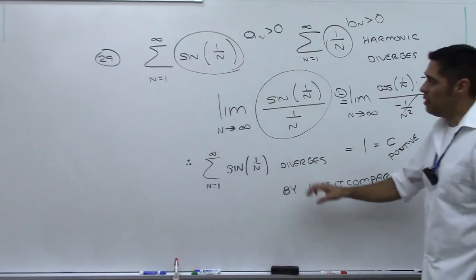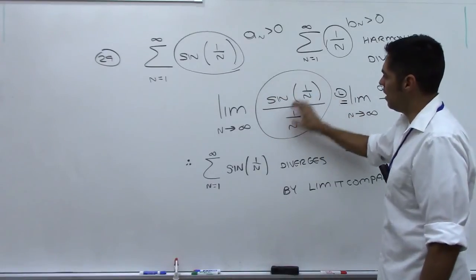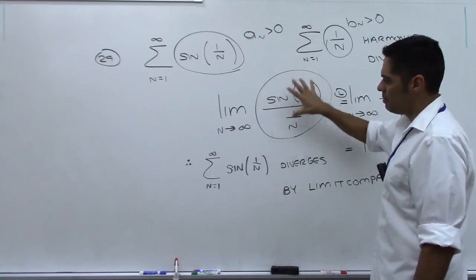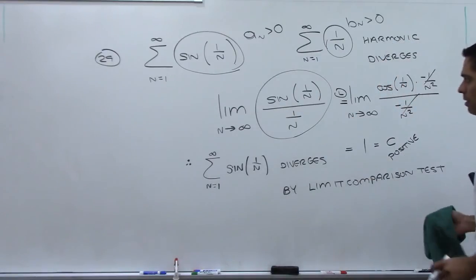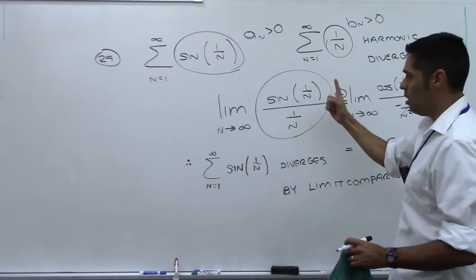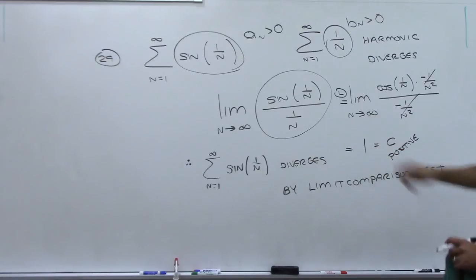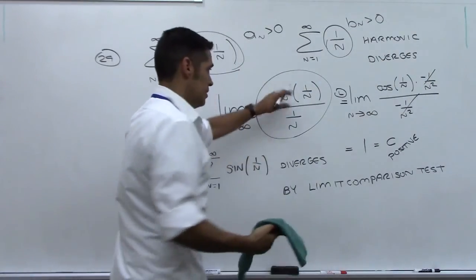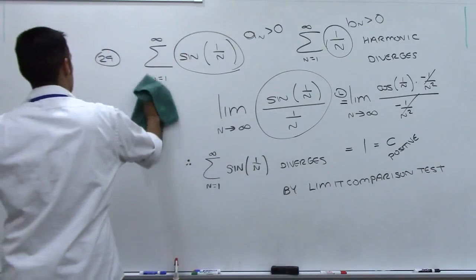In Cal 1, if you ever had sine of something over the same thing, and both of these went to 0, this was a very special limit that you learned at the beginning of Cal 1, that limit is going to be 1. Now, I showed it by L'Hopital's rule that it's 1, but that's why I chose 1 over n, because of this thing. All right, that's kind of cool.